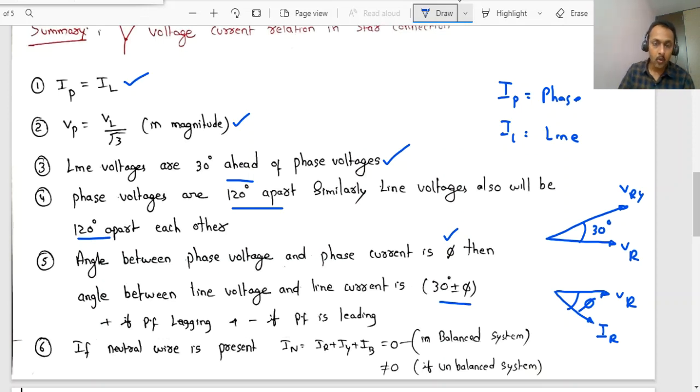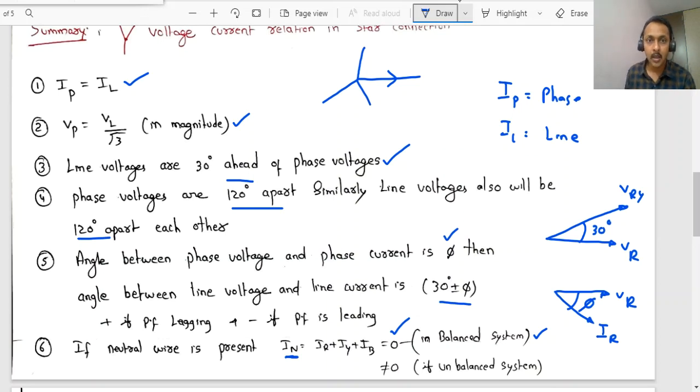Right. Now one more interesting point: if a neutral wire is present in this star connected network, the current in this neutral wire will be equal to IR plus IY plus IB, that will be exactly equal to 0 if the system is perfectly balanced. If the system is perfectly balanced, no current should flow through the neutral wire. But practically it is not that easy to exactly balance the system.